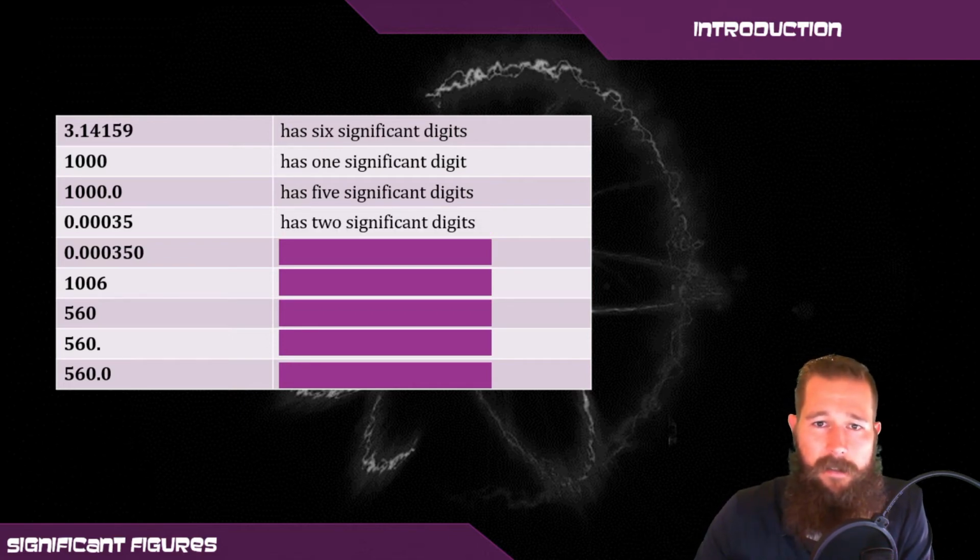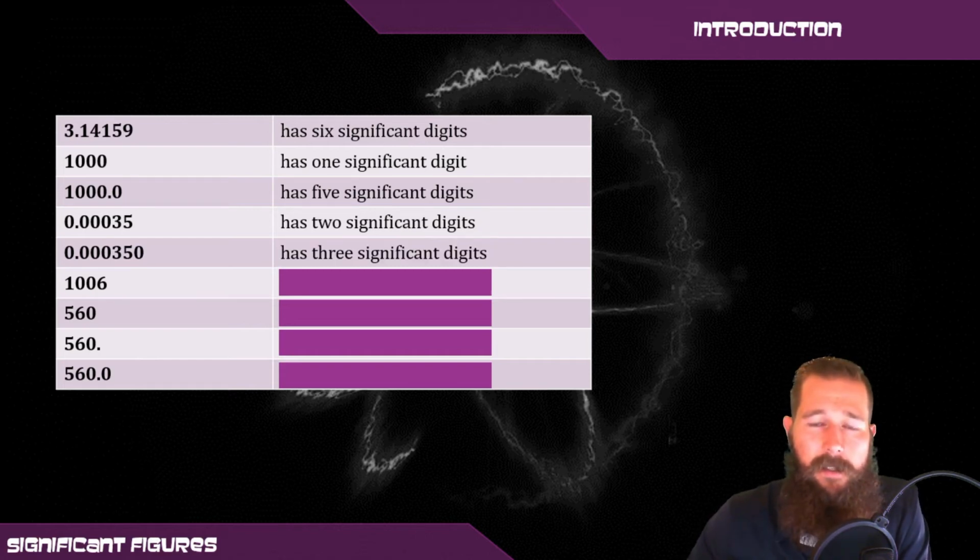In the next case, it's a similar number, but this time we've got the 350 at the end, and in this case we have 3 significant figures, else why would we have that 0 at the end? So it's indicating the precision of our measurement. With the 1006, we know that we've measured accurately enough that the 6 is important. So the zeros between 2 integers are important, meaning this one has 4 significant figures.